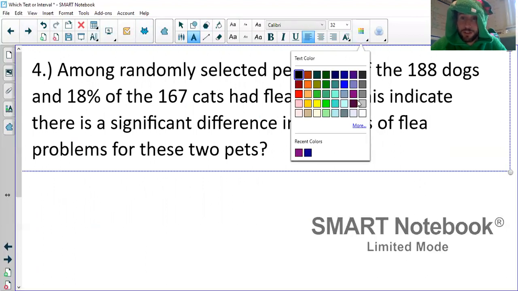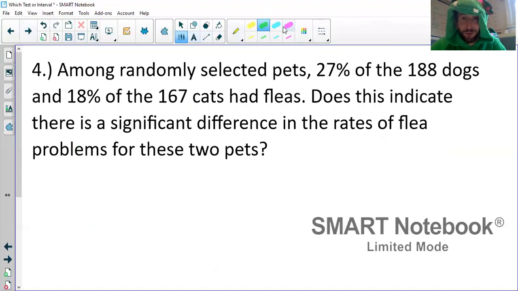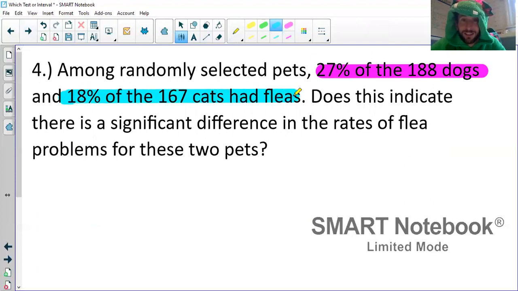As you read this, hopefully we notice right off the bat this is a little different because here, boom, we've got 2 samples. We've got dogs, we've got cats. So it's already a 2 sample situation. This time we're working with proportions, right? We're working with percentages here. So we know it's some kind of prop Z thing.